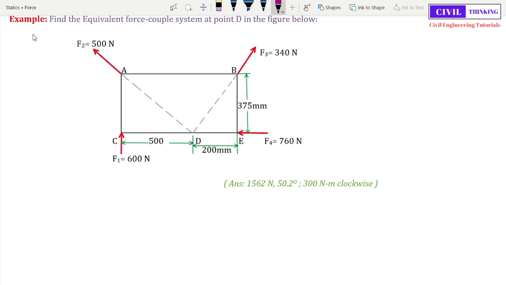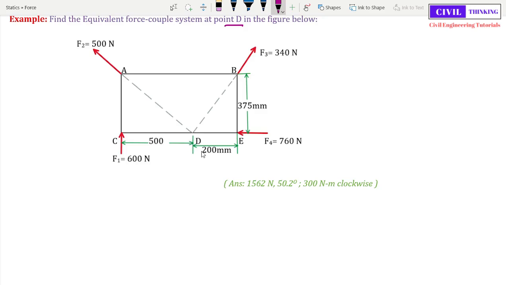So the problem is on your screen. Find the equivalent force couple system at point D. Now we have all these forces at A, B, E, and C. We have to convert all these forces into a single force at point D, and of course, there will be a moment at point D too. So how are we going to do that?